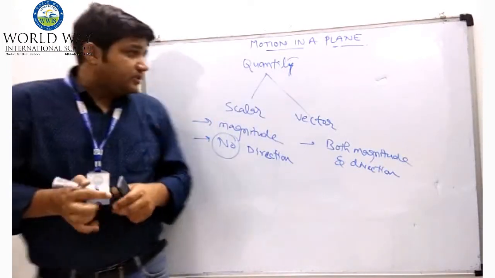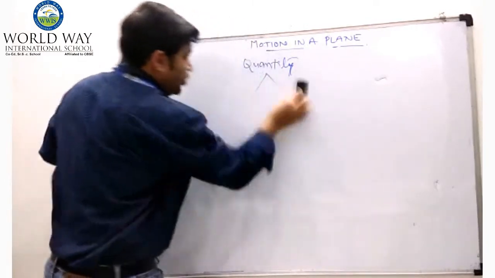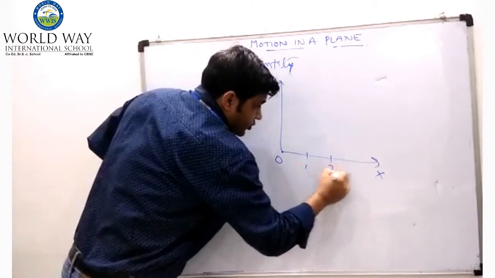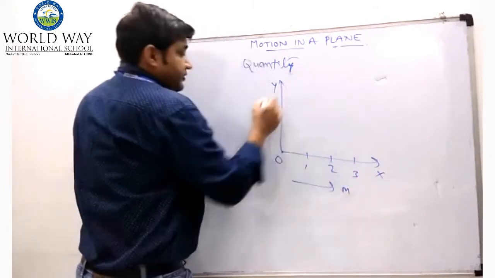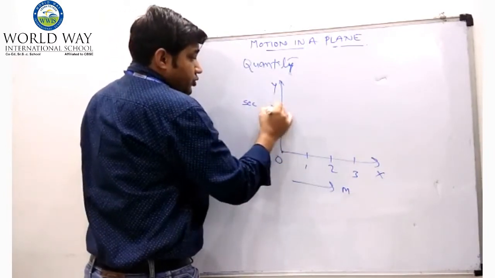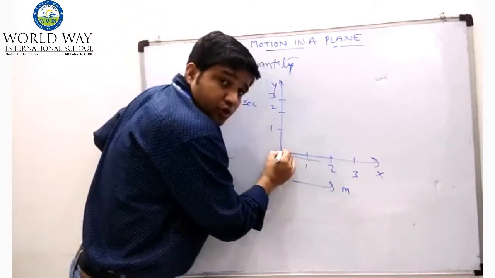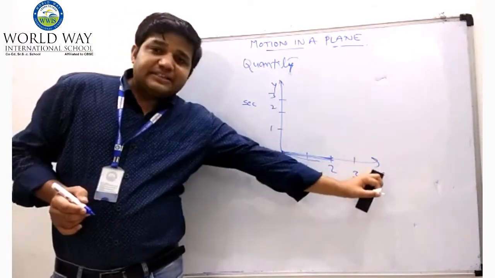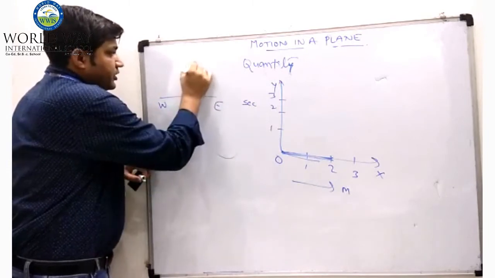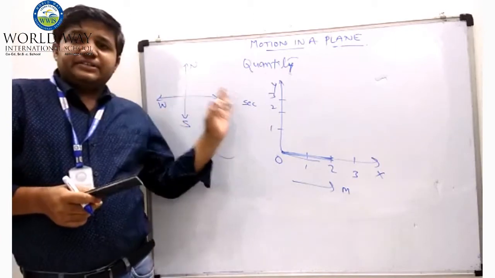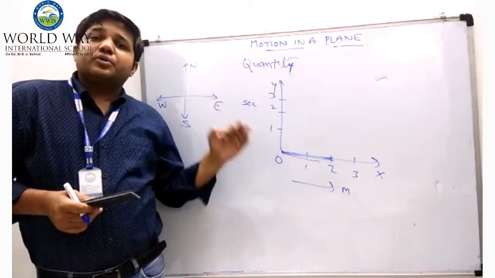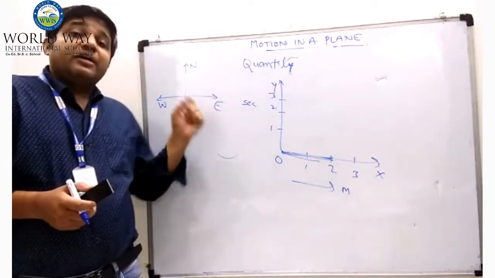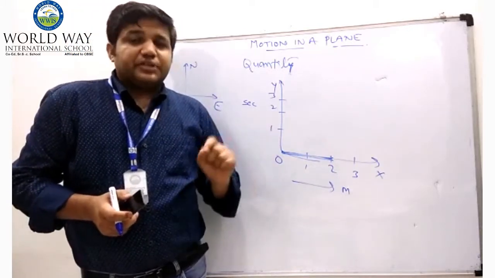Magnitude means the length. Suppose in two dimensions this is the x-axis, this is the y-axis and this is the origin, and this is 1, 2, 3. Suppose the x-axis is taken in meters, and in the y-axis we have taken time in seconds, 1, 2, 3. Suppose you are moving from the origin to point 2. This is a length, or we can say this is a magnitude. And direction means an object is moving in a certain direction. We know very well there is east, west, north and south. An object is moving towards east, west, north or south. It acquires a direction and it also acquires some magnitude. So if a quantity has both magnitude as well as direction, then it is a vector quantity. And when a quantity has only magnitude, it is called a scalar quantity.